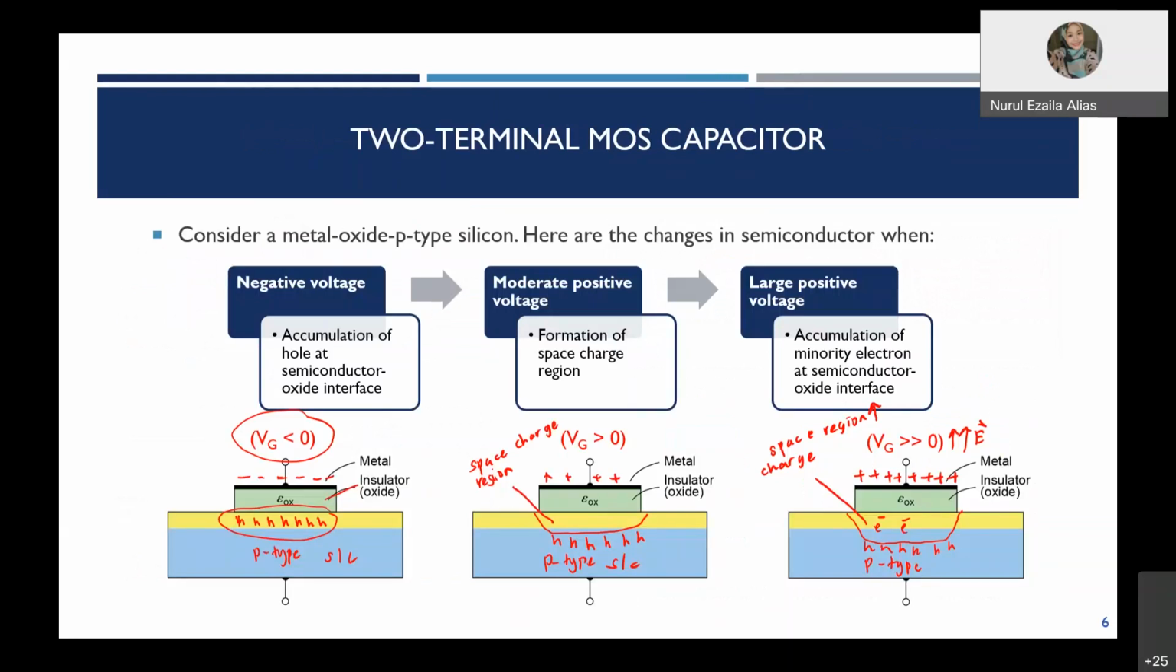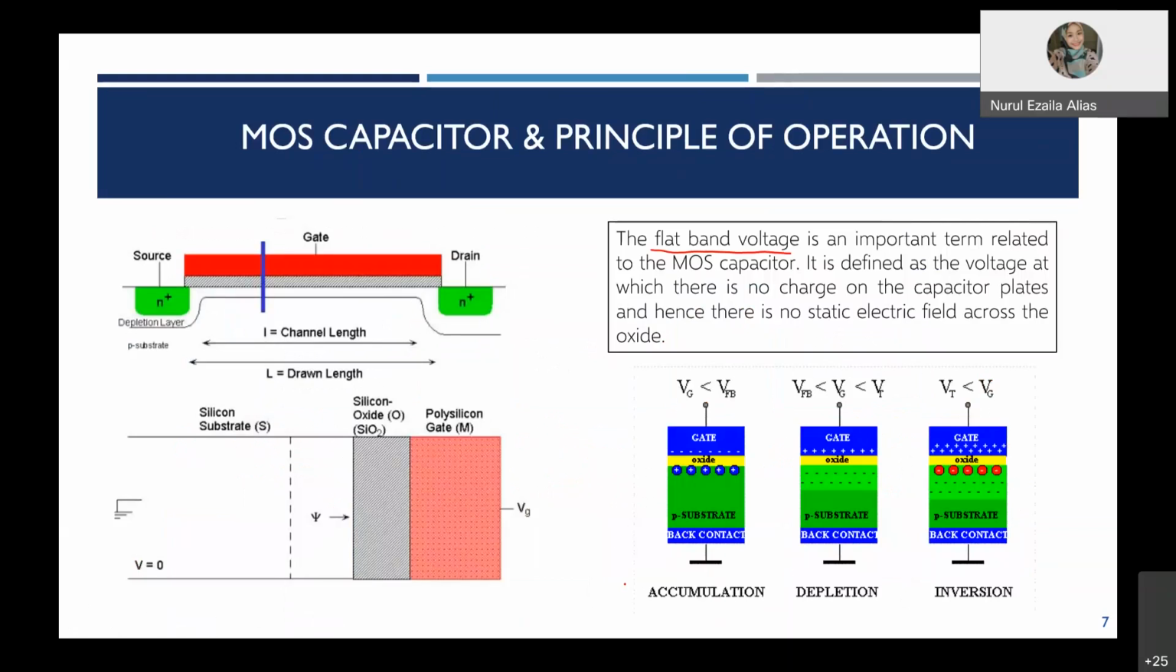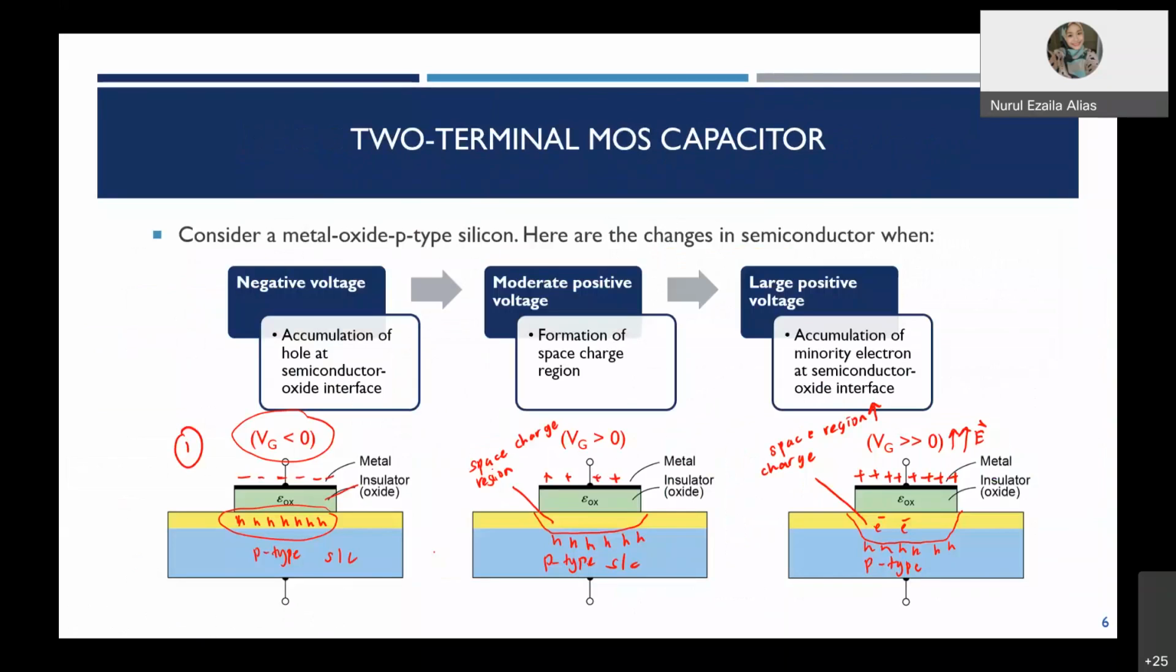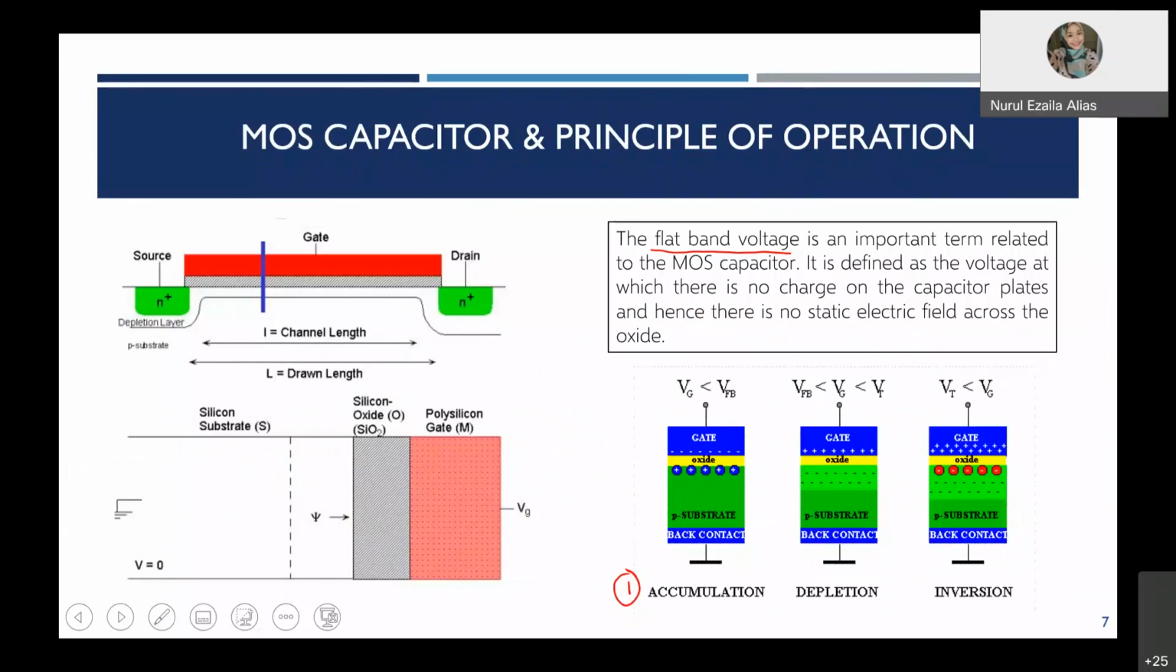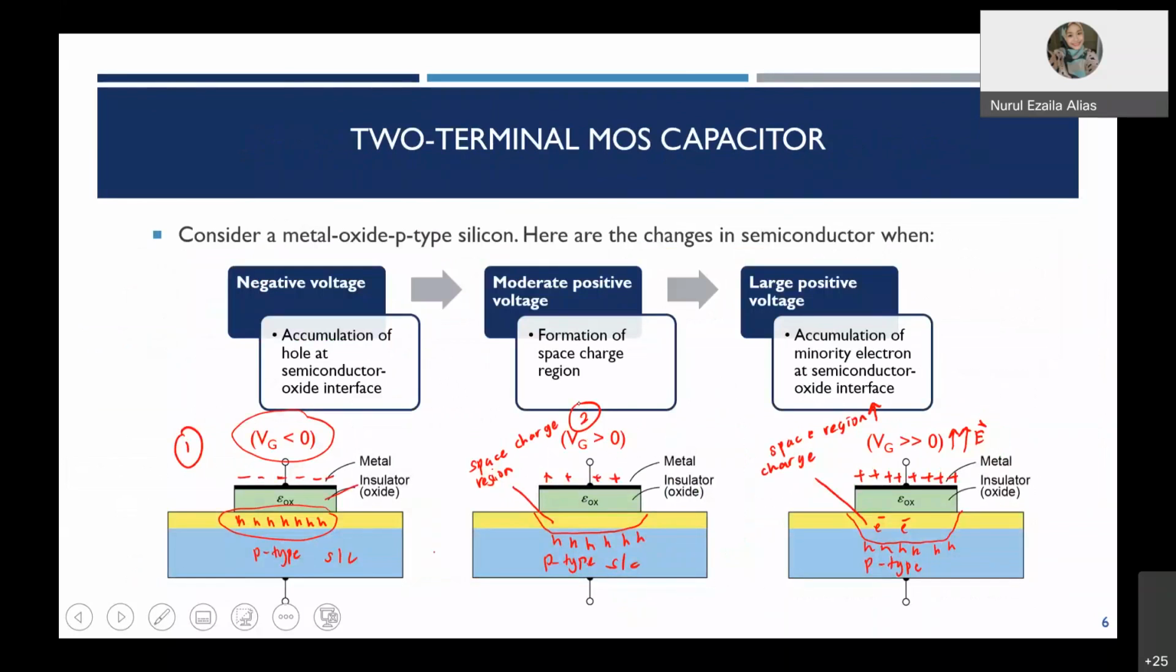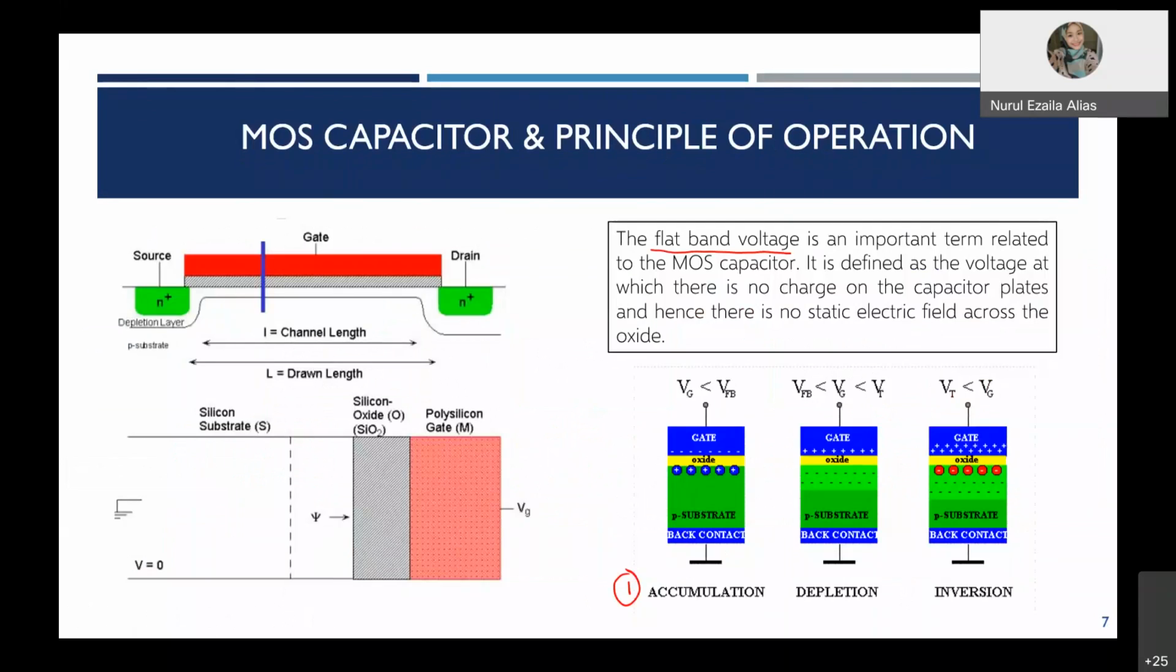The first is when you apply VG less than 0. This principle of operation, we call the accumulation region. The second is when you apply VG greater than 0. Here you get the space charge region, or in other words, the depletion region that you are familiar with before. So it is the same. Number 2 is the depletion region.